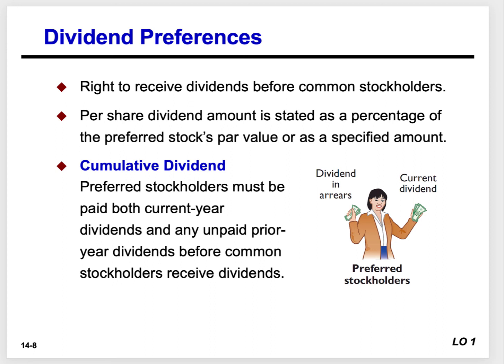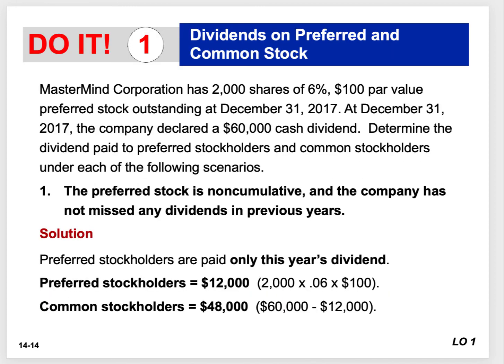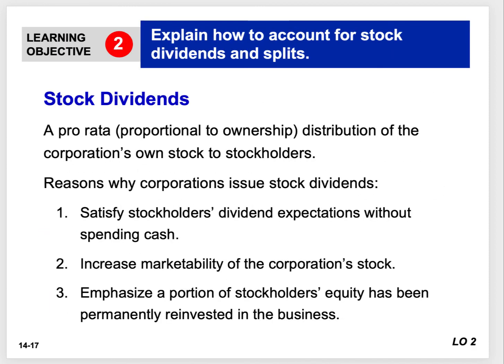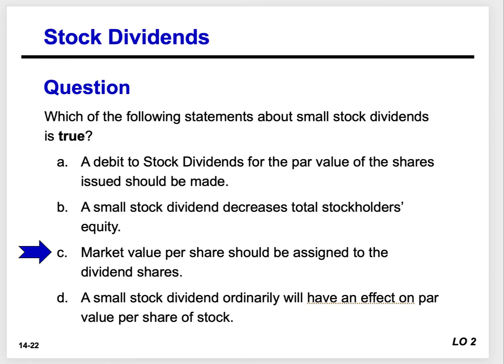So when we're talking about cumulative dividends, we need to think about, are there any dividends in arrears? Are there any current dividends that need to be paid? Okay. We walked through an example of how to do the journal entries and how to calculate this. When we come back in our next video, we're going to go through some demo problems. So please tune back in for that video.